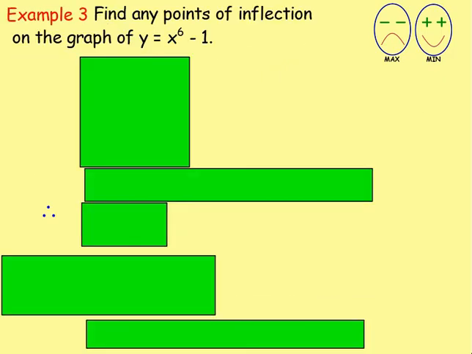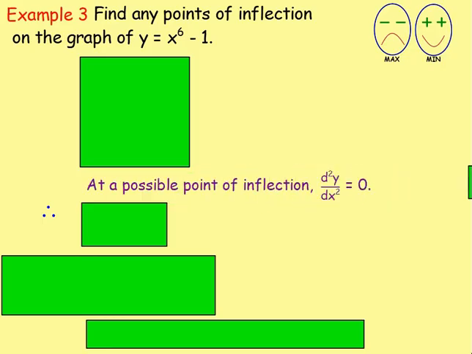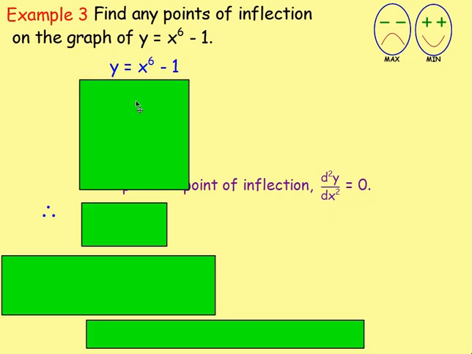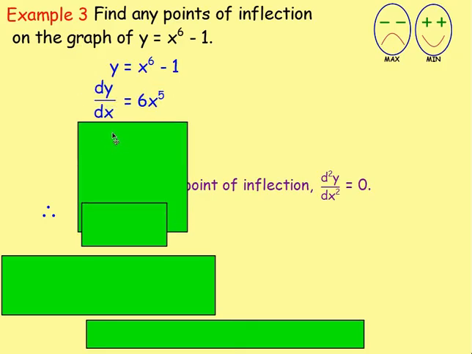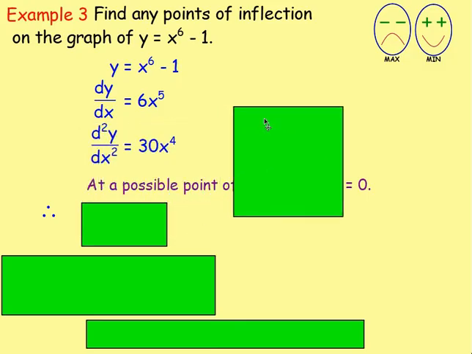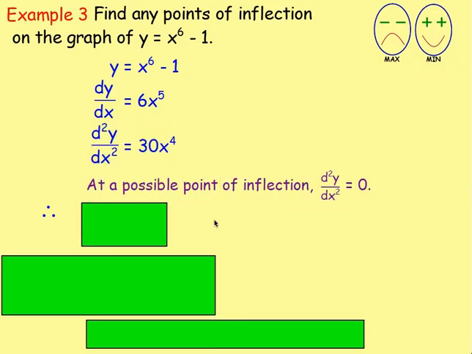Example 3. Find any points of inflection on the graph of y equals x to the power of 6, take away 1. Once again, you know that at a possible point of inflection, the second derivative, d2y by dx squared, equals 0. So differentiate. You have y equals x to the power of 6, take away 1, dy by dx will equal 6x to the power of 5, and the second derivative works out to be 30x to the power of 4.